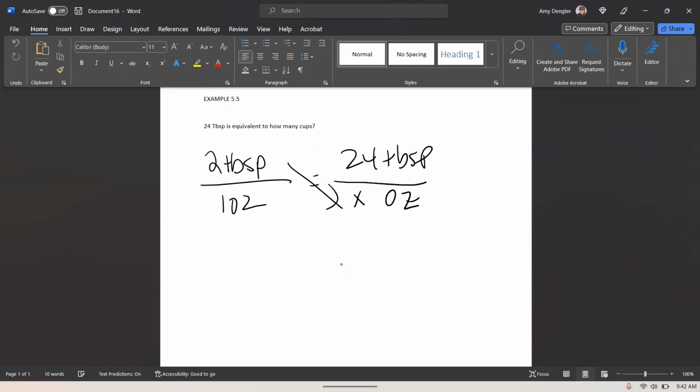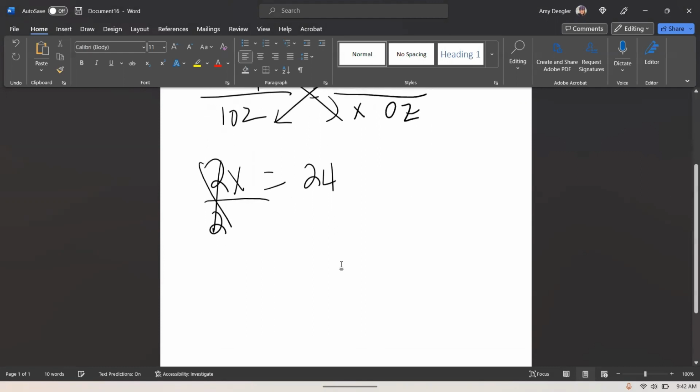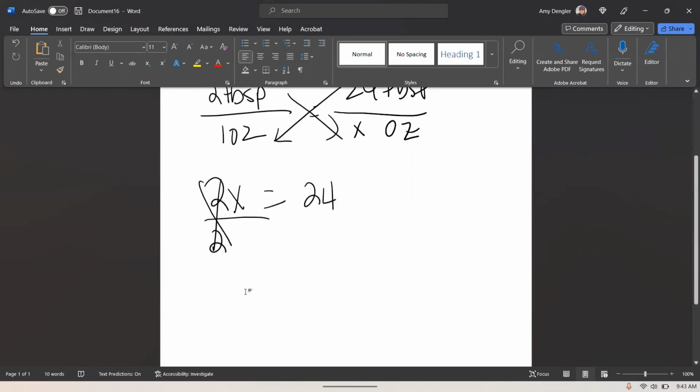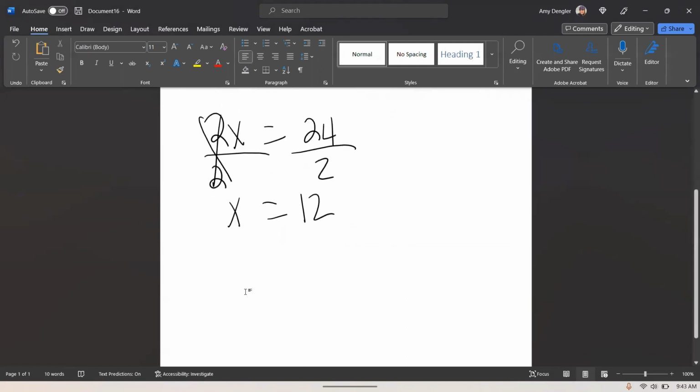And we'll do 2x equals 24 times 1, which is just 24. So we have 2x equals 24. We want to get rid of the 2, so x is alone on this side. That's what we're solving for. And then we also have to do the same thing to the other side. So 24 divided by 2 is 12. So it's 12 ounces.